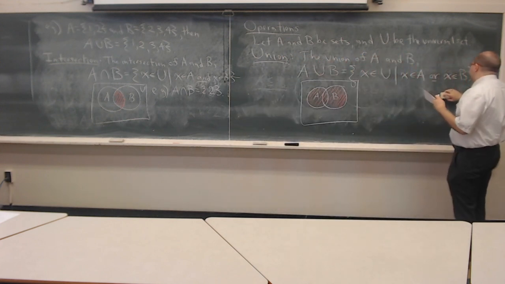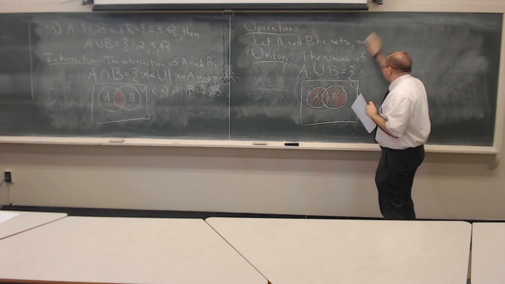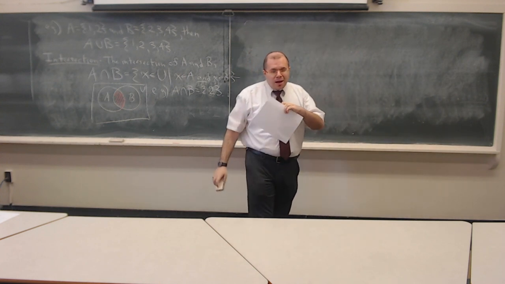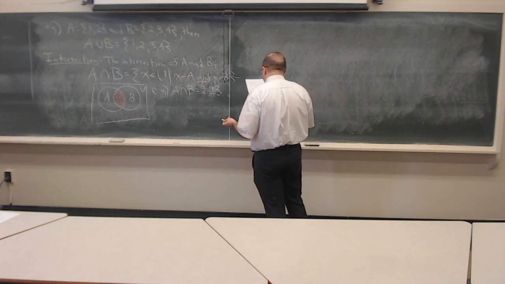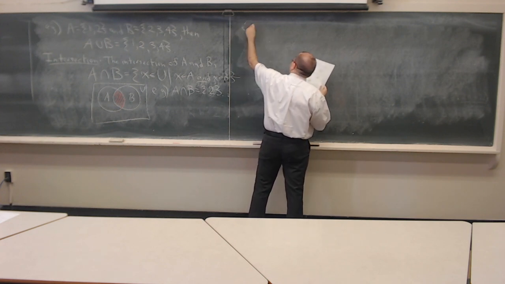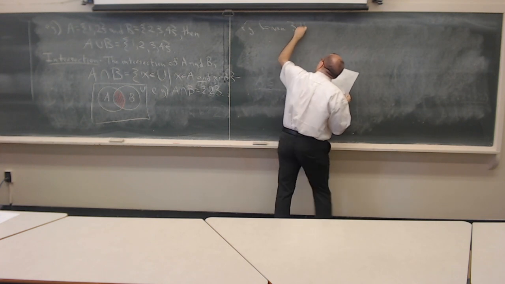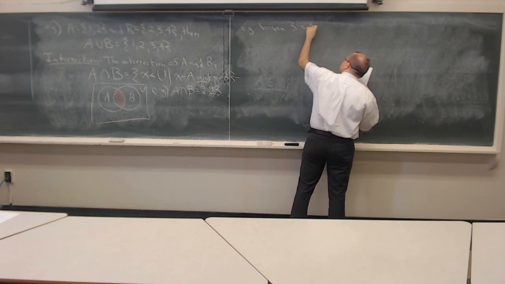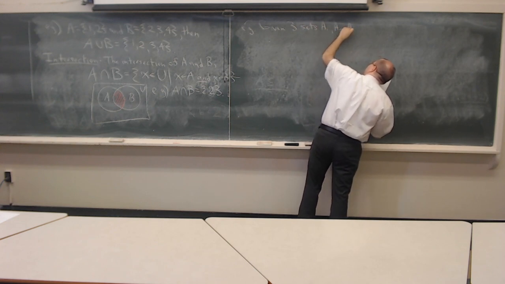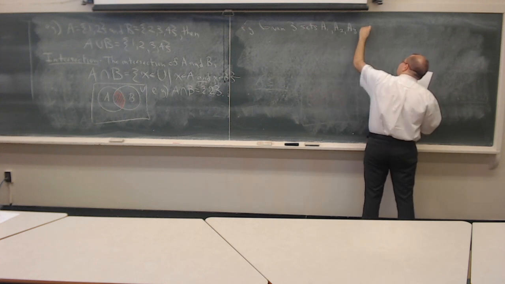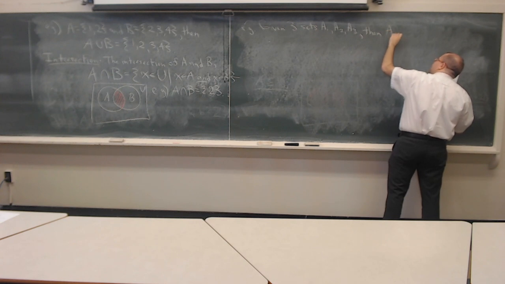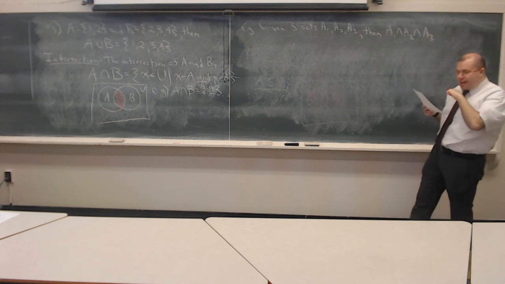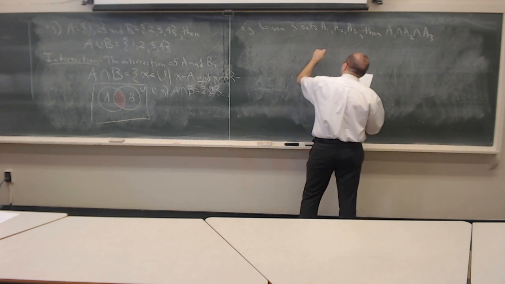Now, because I really just want to show you another picture of a Venn diagram, just to hammer in the point about intersection, I want to talk a little bit about what would happen if I gave you three sets. Given three sets, A1, A2, A3, then A1 intersection A2 intersection A3. If I gave you these three sets, and say they look like this in the Venn diagram.